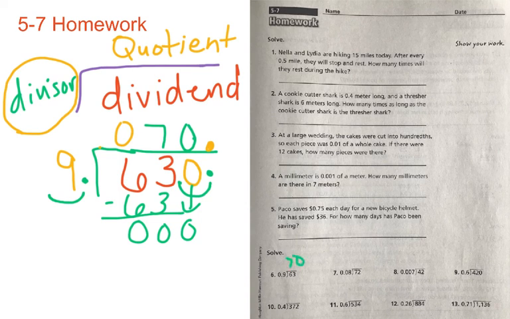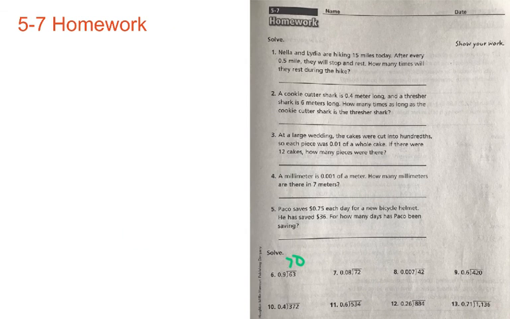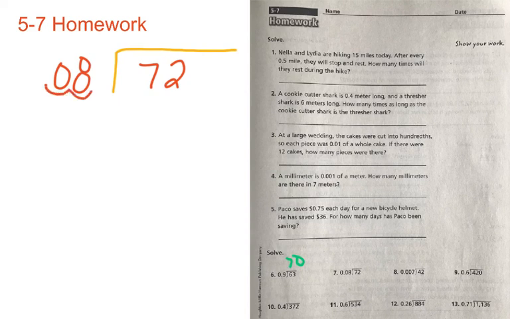We're going to practice that together again. Let's go ahead and look at number 7, and what we have is 8 hundredths, or 0.08, and we are dividing that into 72. Now, I know that I have a decimal in my divisor, and I can't have a decimal in my divisor, so I'm going to shift that decimal all the way over to the end. So it's going to be 1 place, 2 places, and now I have 8 for my divisor instead of 8 hundredths.